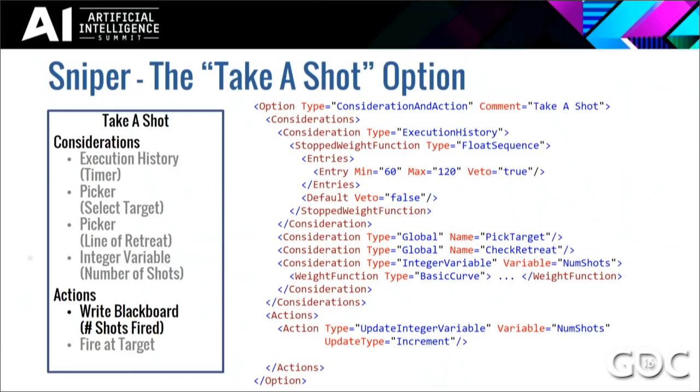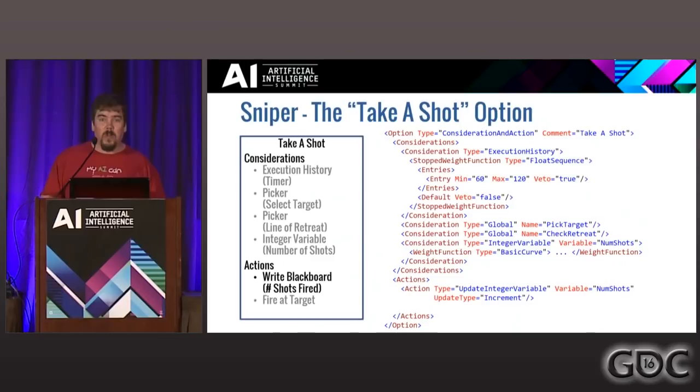If this option gets selected, it's going to do two things. First, it's going to update that integer variable numshot. So it's going to, in this case, the update we're going to do is an increment, right? This action could also just set it to a static value, but that's not what we want to do here.